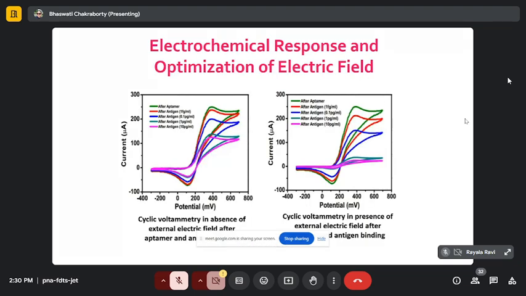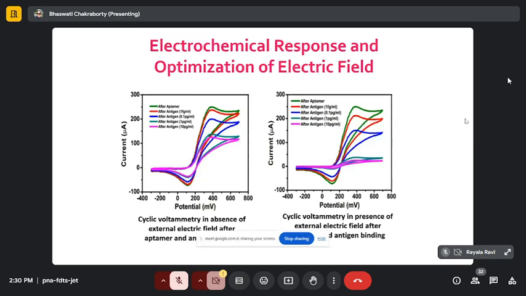Now, if we want to talk about the electrochemical response optimization of the electric field, your CV diagram has been represented over here. As we keep on increasing the antigen molecule, what we can see is that the current level is getting decreased. This is due to the difficulty for the antigen molecule to reach the sensing surface in that particular liquid environment.